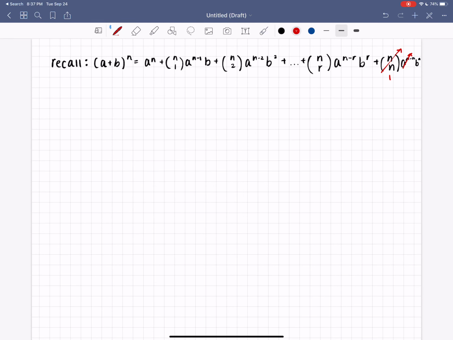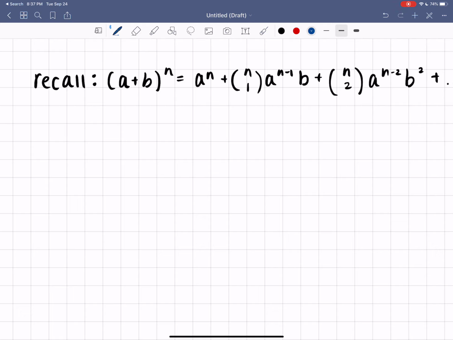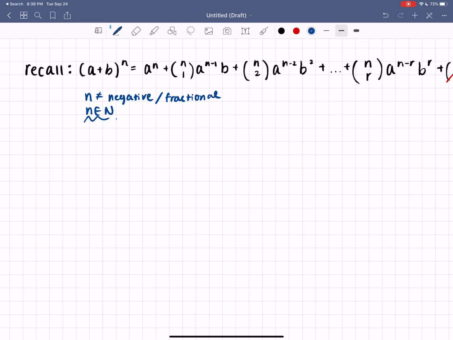So this is your typical binomial theorem formula, and it works for any n that isn't negative or fractional. So in other words, n belongs to the set of all natural numbers. So yeah, that's the binomial theorem.